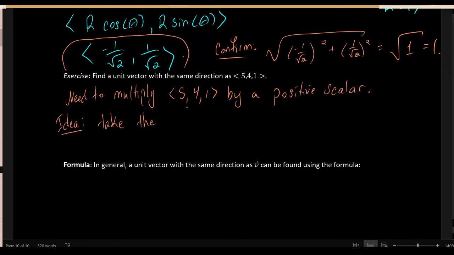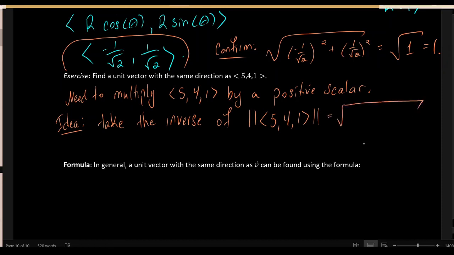So take the inverse of that length, take the inverse of the length of the vector and then use that to scale the vector. In some sense, we're dividing out the length that the vector already has in order to create a vector of length 1.